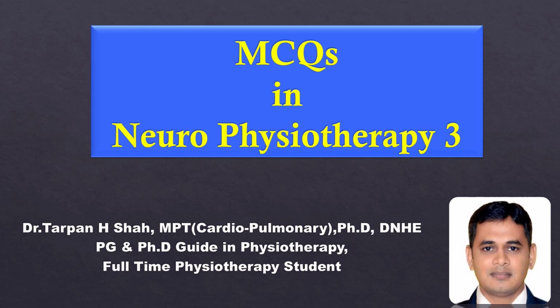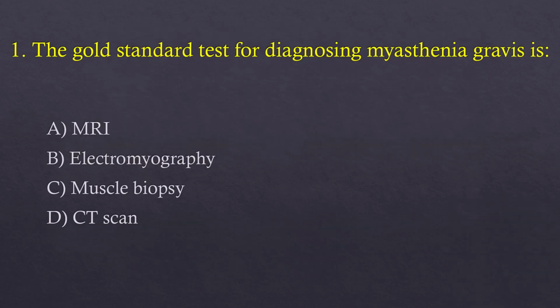Let's see the MCQs in Neurophysiotherapy Part 3. Number 1. The gold standard test for diagnosing myasthenia gravis is A. MRI, B. Electromyography, C. Muscle biopsy, D. CT scan. So the answer is electromyography.